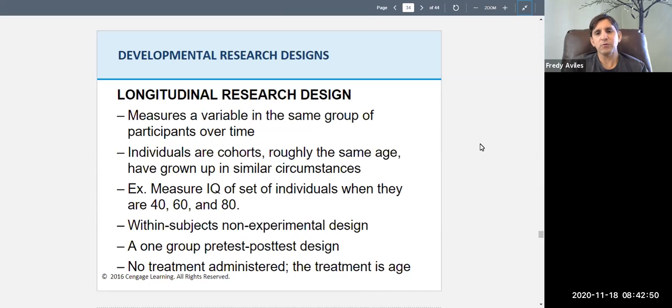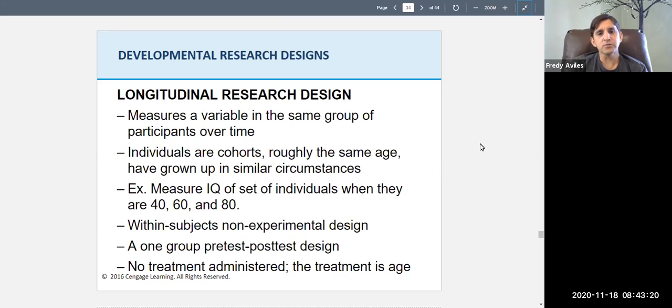In this example, we would measure the IQ of a set of individuals when they are 40, 60, and 80. Here we're not comparing people of different ages. We find people who are 40 years old and measure their IQ. Then we wait 20 years and measure their IQ again. Then we wait another 20 years and measure the IQ again. So we study them over time. That's longitudinal. This is a within subjects design. It's the same people we're studying over time.